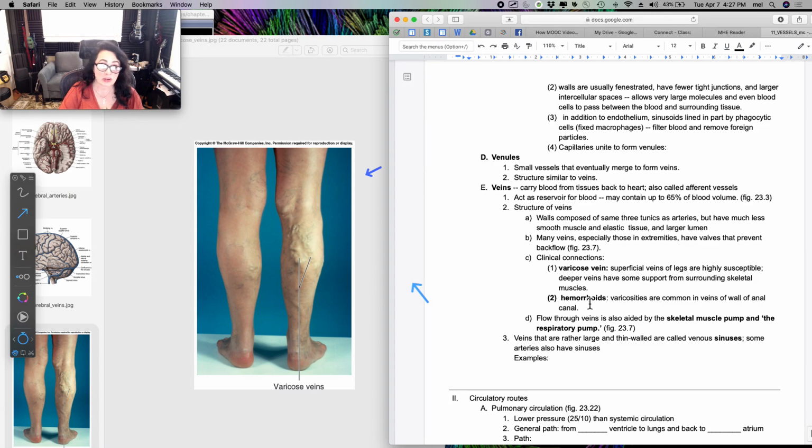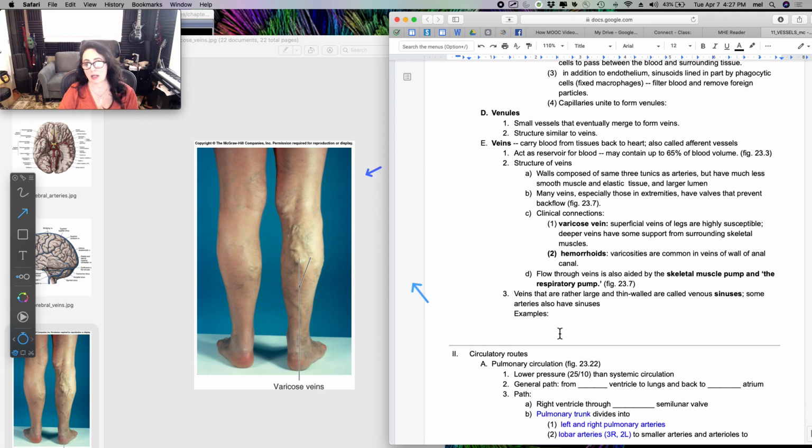And then a varicose vein that occurs in the anal cavity is called a hemorrhoid. Those occur when you are sitting an awful lot, which causes problems getting the blood back up. They also occur when you're pregnant because of all of the extra pressure up here, causing the blood to have a harder time coming back up.